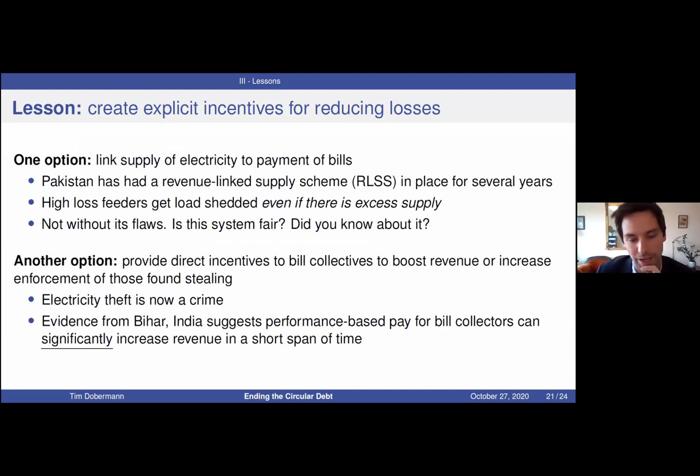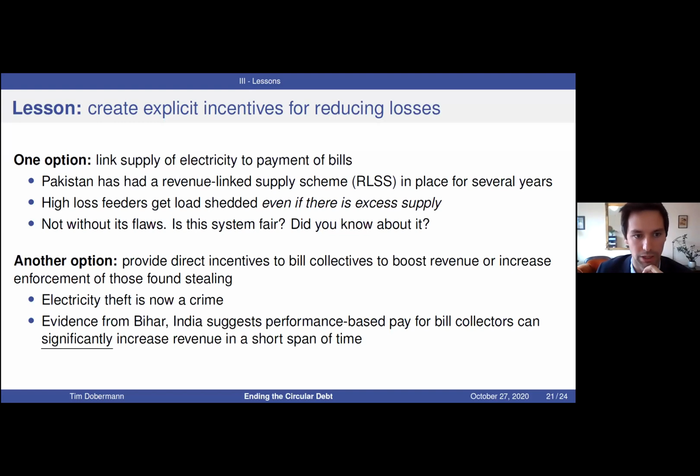And what happens is that high-loss feeders receive less supply, or they get load shedded more, even if there is existing system capacity to supply this feeder. Now, what this basically means is that if you're a well-paying customer in an overall poorly paying feeder, so if I'm paying but others around me are not, I will still get lower supply as a result.